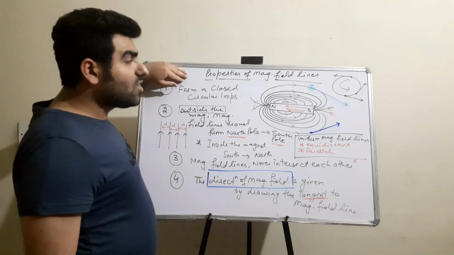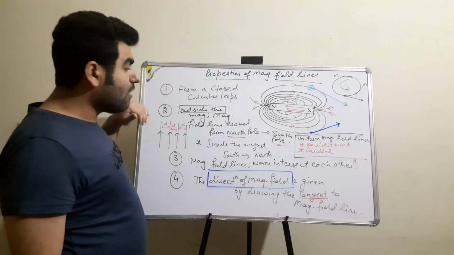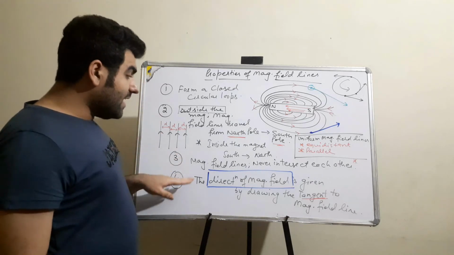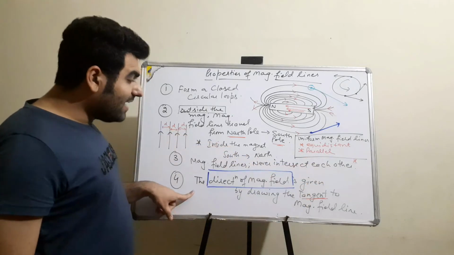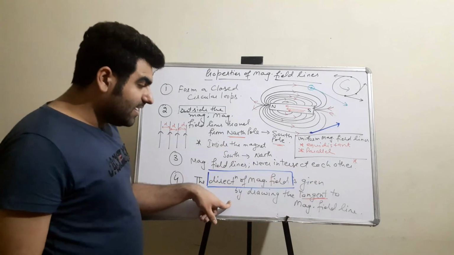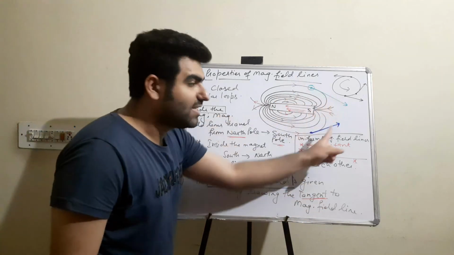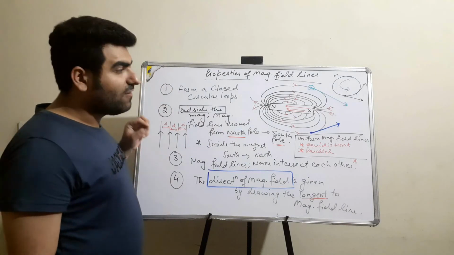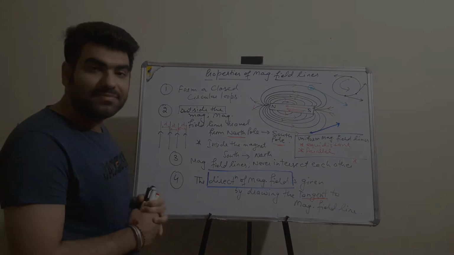Alright. So these are all the properties of magnetic field lines: they form a closed circular loop, outside the magnet north to south, inside the magnet south to north. Then the magnetic field lines never intersect each other, we'll discuss this. And the direction of the magnetic field is given by drawing the tangent to the magnetic field line. Here we have discussed that. So this was all about the properties of magnetic field lines. In the next part, we'll discuss this point in detail.